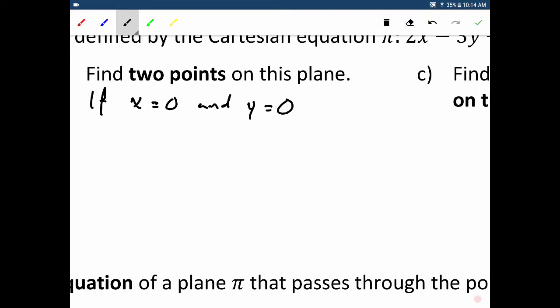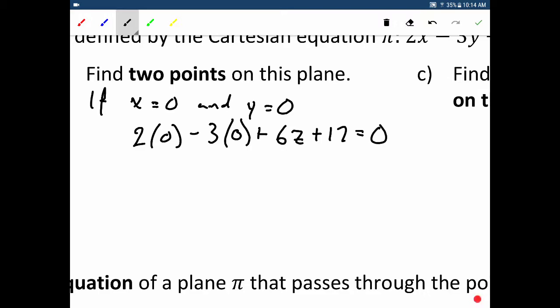Okay, then we would have 2 times 0 minus 3 times 0 plus 6 times z plus 12 equals 0. So that's just going to give us that z equals negative 2. Okay? So the first point would be (0, 0, -2).